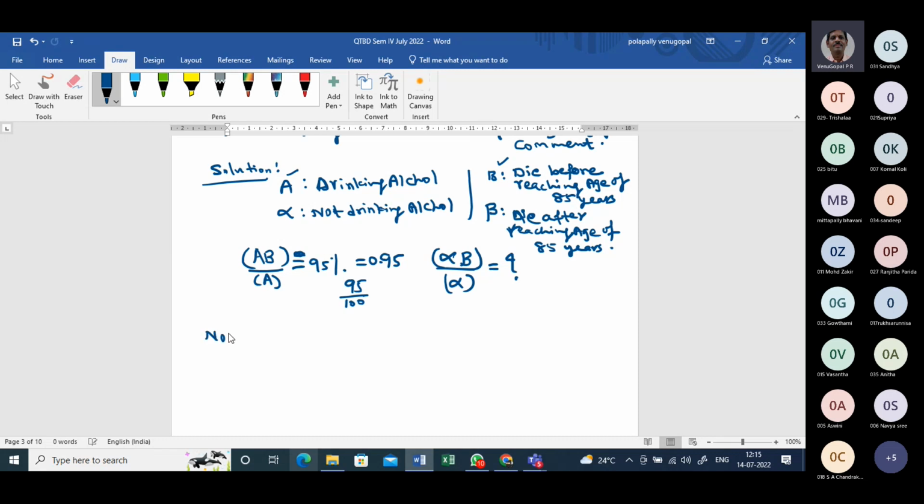So, note, write down: data for percentage of persons who do not drink alcohol and die before reaching the age of 85 years. Are you writing, children? Yes, sir.